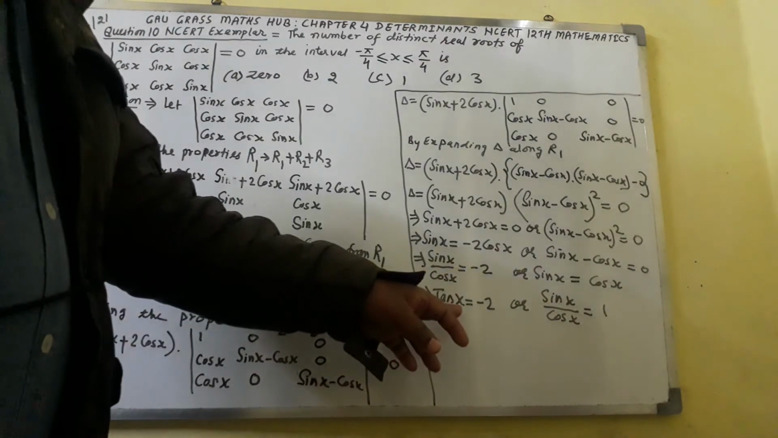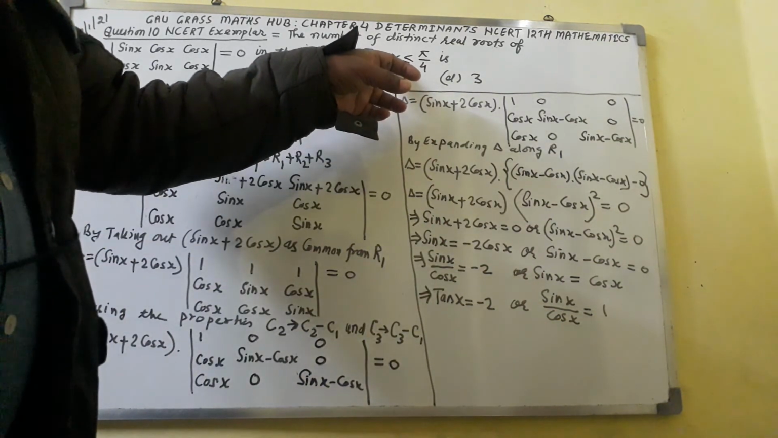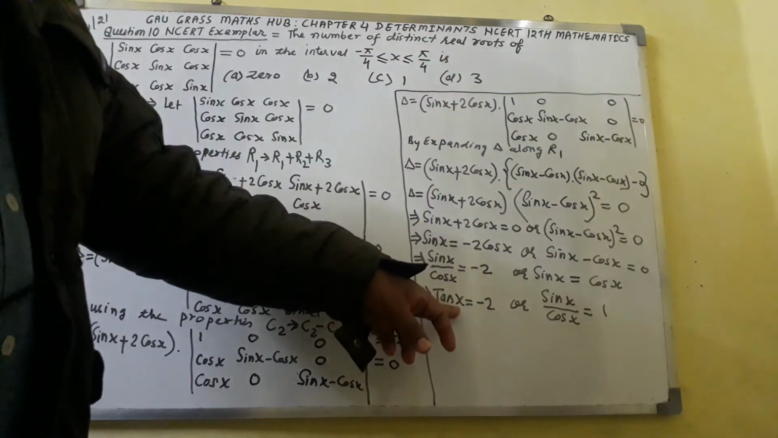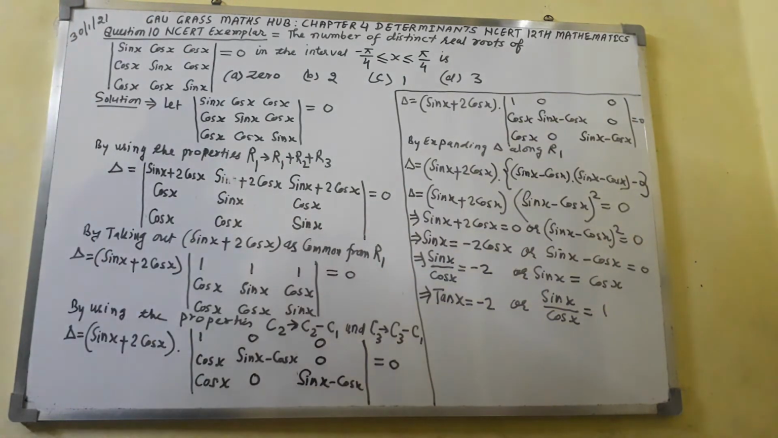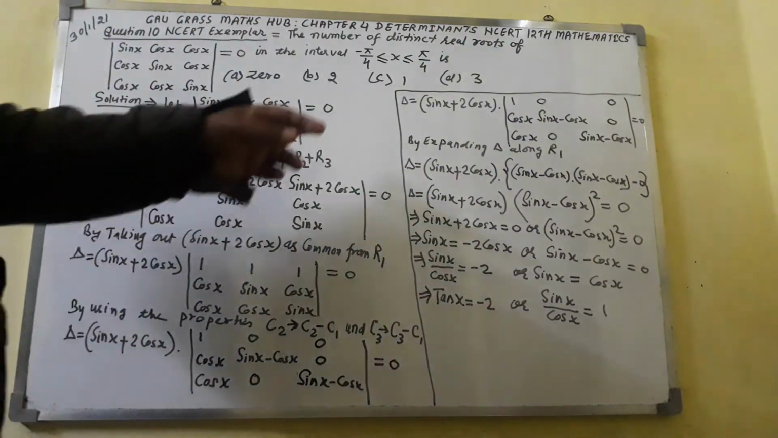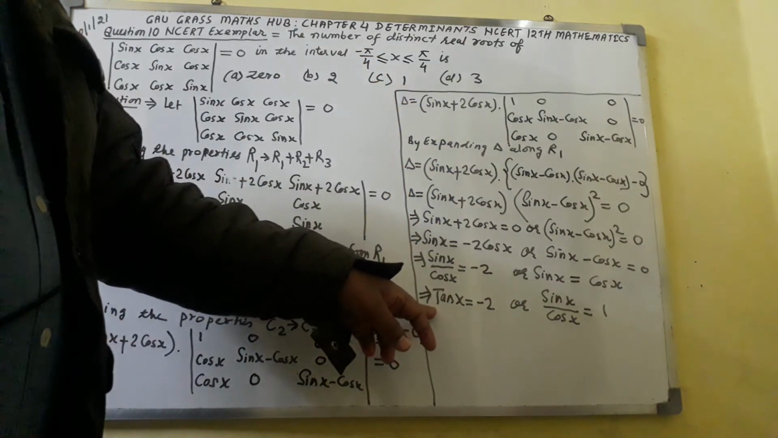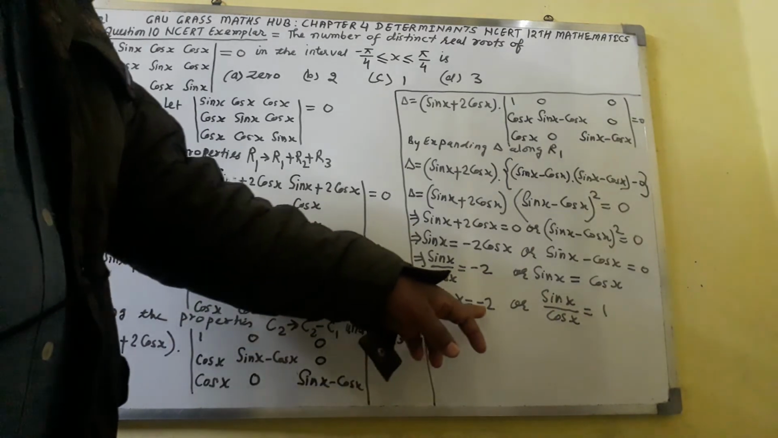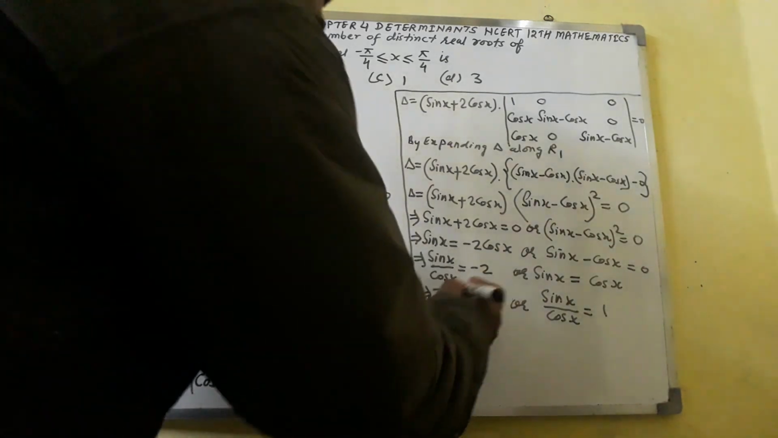So you have to take the value of x from here. So here the maximum value of x is pi by 4. So tan pi by 4 comes out to be 1. So 1 is not equal to minus 2. If I take the minimum value of x as minus pi by 4, it will become minus tan pi by 4, so it will become minus 1. Minus 1 is not equal to minus 2. So here this is not possible.